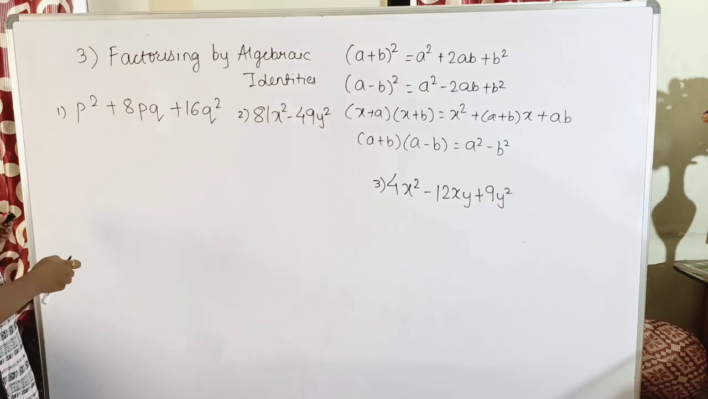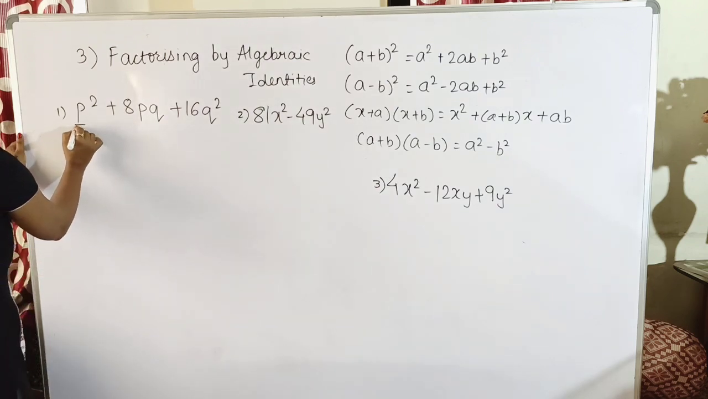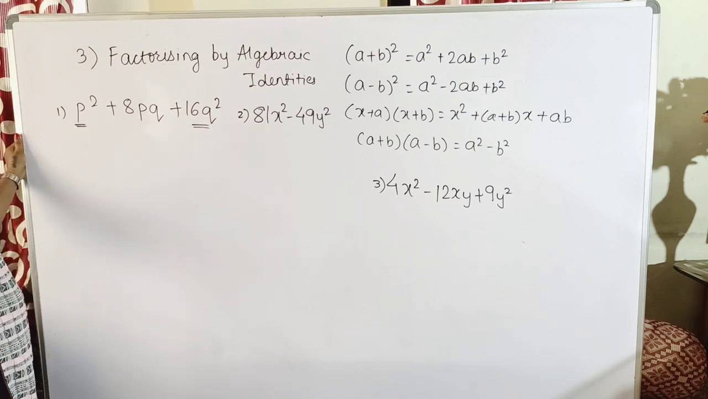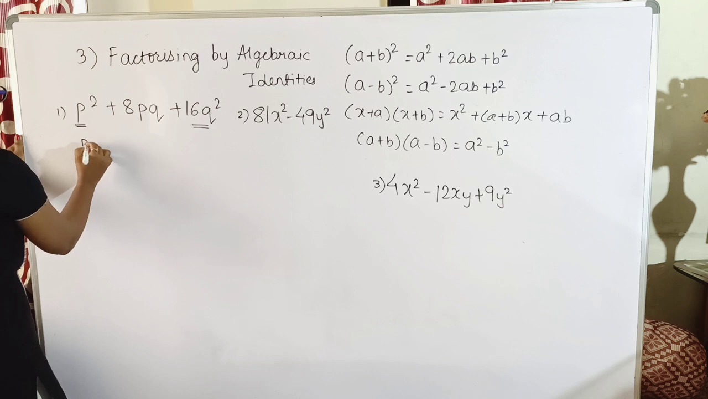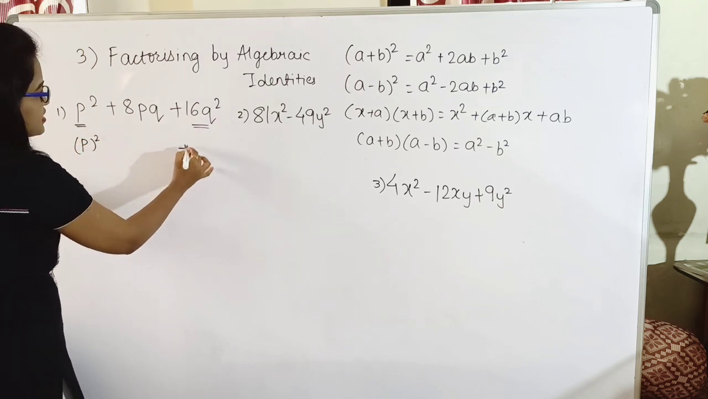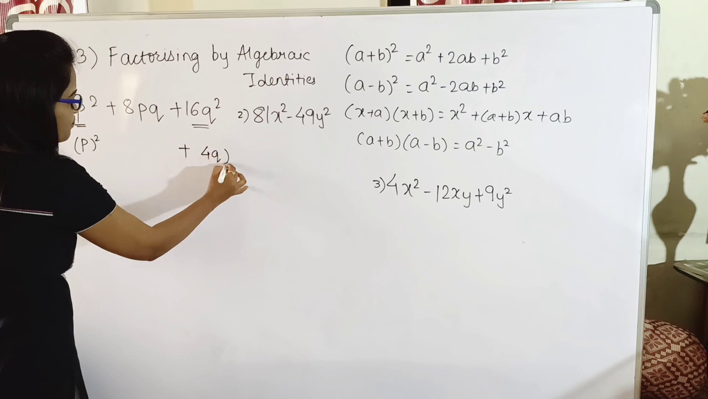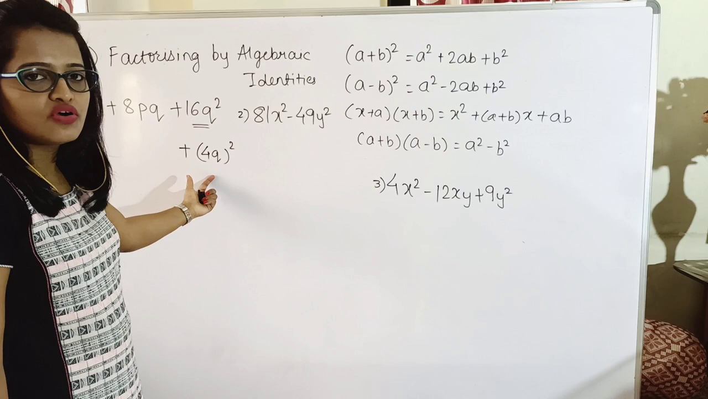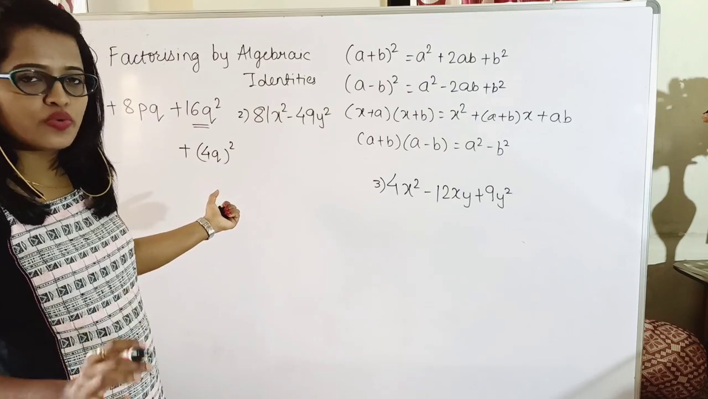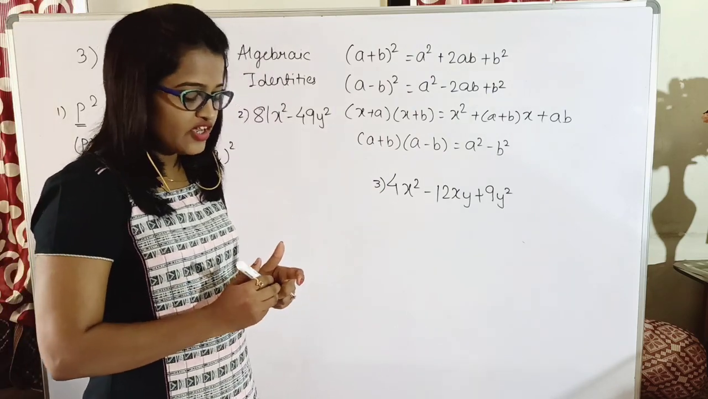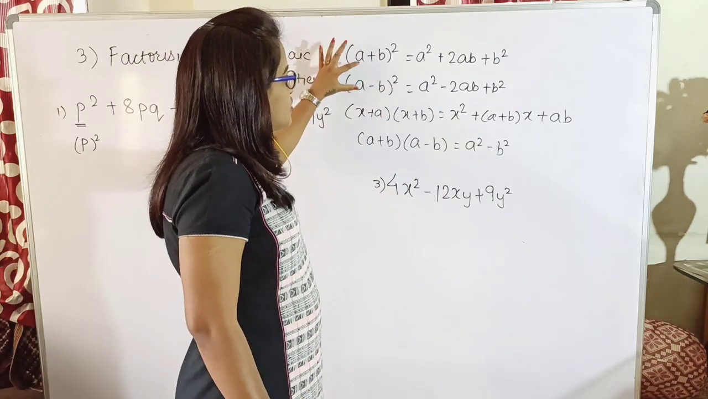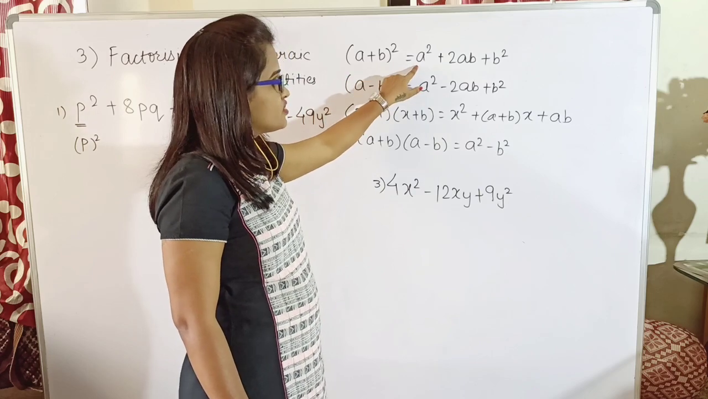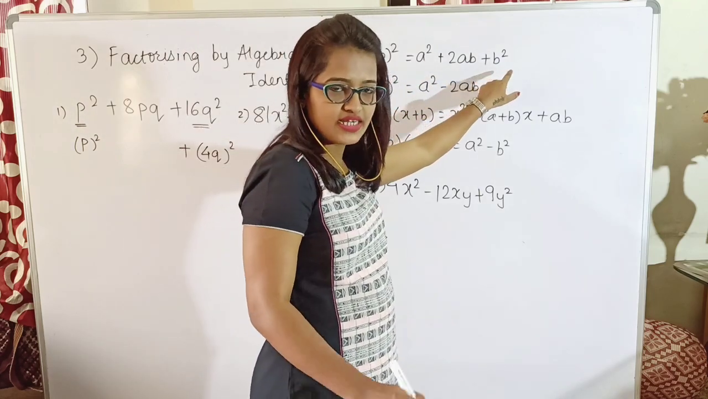Now as you can see, the first term as well as the last term of this algebraic expression is a square, isn't it? P square is the square of p, whereas 16q square is the square of 4q. Whenever the first and last terms of the algebraic expression are squares, you have to first check if it is applicable to any identity. When you are taking (a plus b) whole square, the first term is a square, whereas the last term is b square, that is the square of a and b.